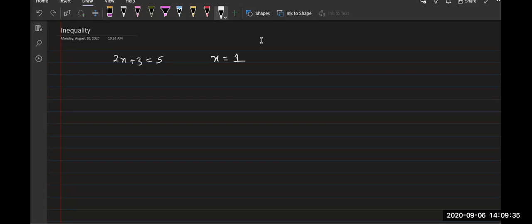Now suppose I give this equation: x squared plus 3x plus 2 is equal to 0. Then can you find x? Tell me, can you find x in this case?